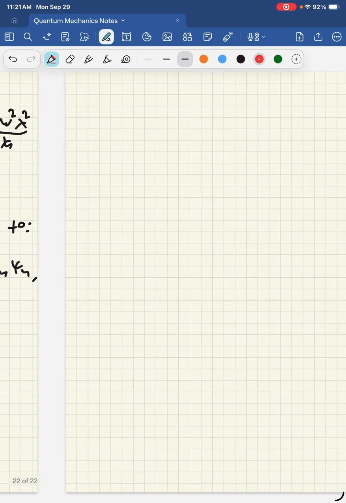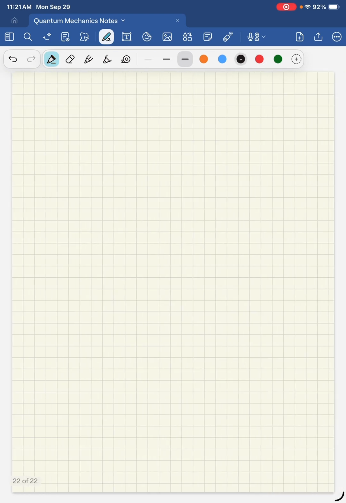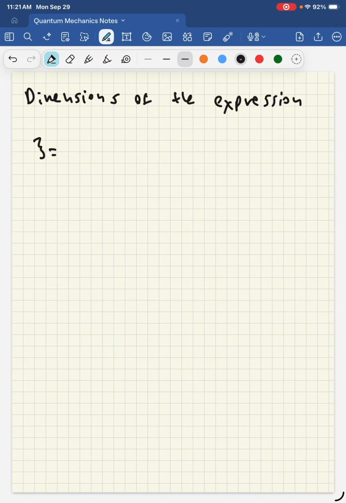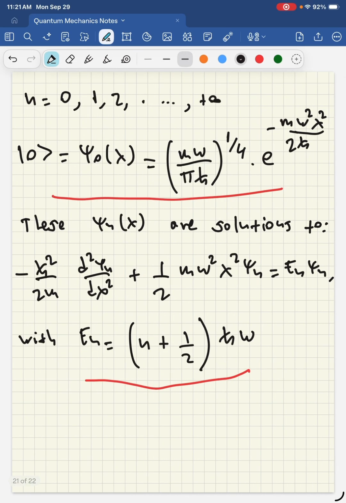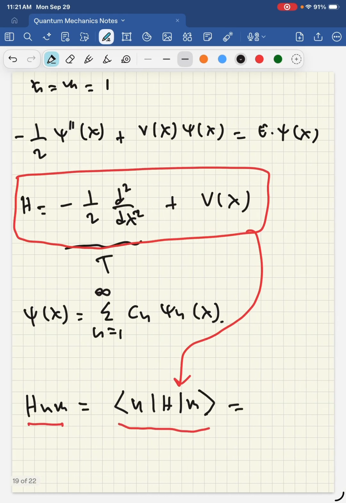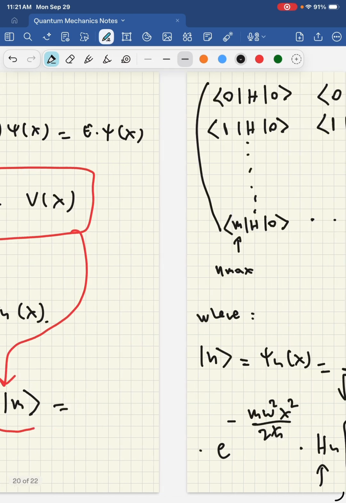All right, now let's talk about one more thing. So the dimensions of the expression, let's call it xi, equal to the square root of m omega over h bar. Okay, let me go. Where do I want to go? Here.